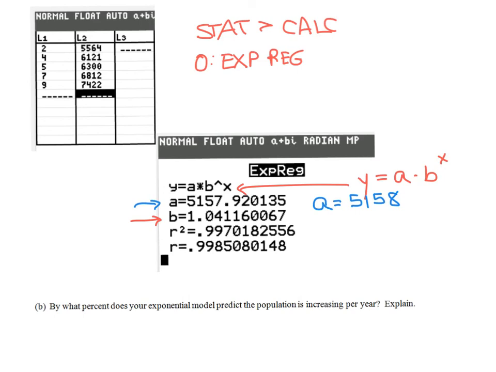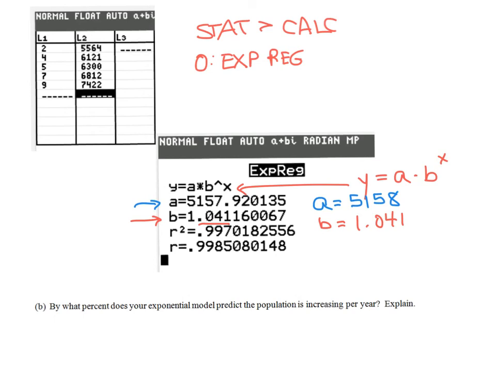For b, it says round to the nearest thousandths. So for thousandths, that means I need tenths, hundredths, thousandths. So I need 3 decimal places. So my b value is going to be equal to 1.041, and that's correctly rounded.